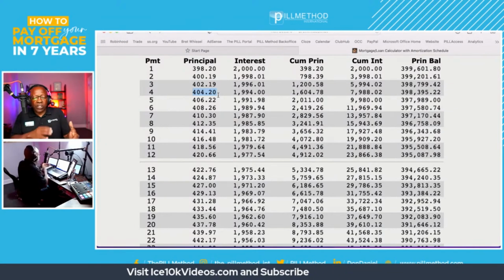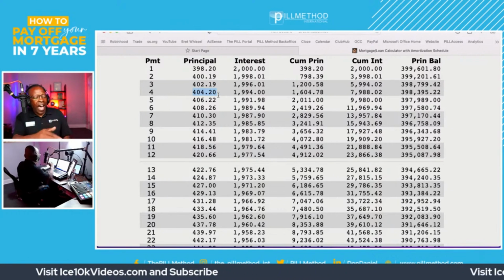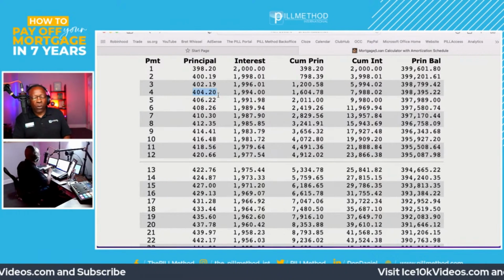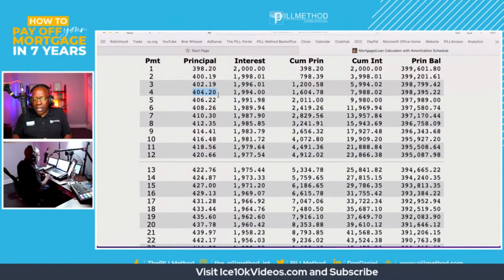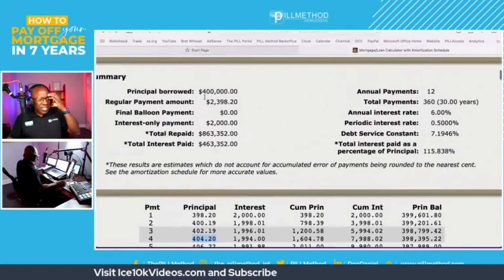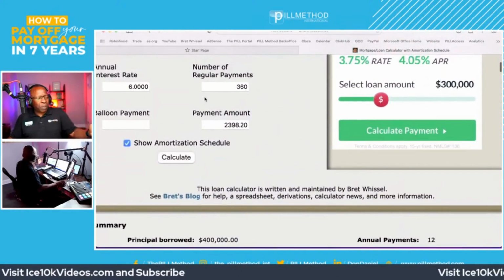And my next mortgage payment is on line 5. Line 5. I just knocked out 3 mortgage payments I never have to make for just $1,200. Listen, folks, I need you to get this. For $1,200, you knock out 3 payments.